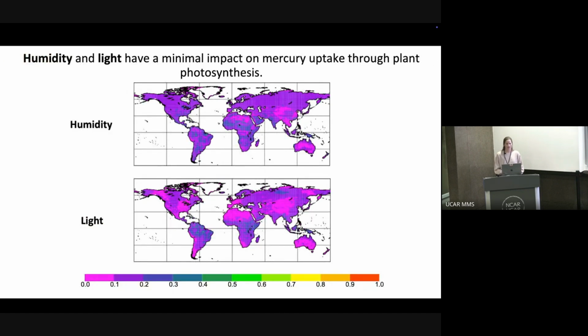And then because photosynthesis is sensitive to humidity and light, we wanted to look at that as well here. For these graphs, I'm just showing mercury uptake. And so not a huge response at the global scale. It is a bit weak, but we do see a little bit of a signal around the tropics, in places where you tend to have more cloud cover. So those areas are a little bit more sensitive to light as far as photosynthetic uptake of mercury.